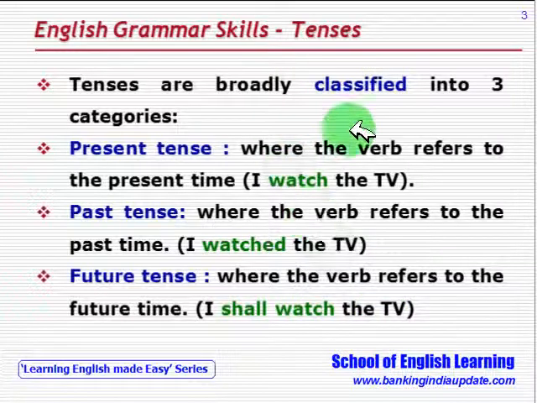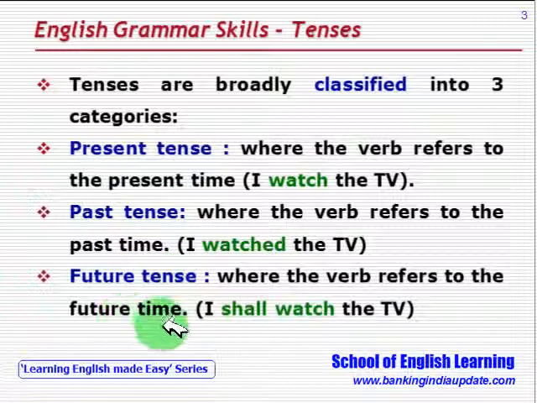So tenses are classified into three categories. One is present tense, where verb refers to the present time. Past tense, where the verb refers to the past time. And future tense, where the verb refers to the future time.